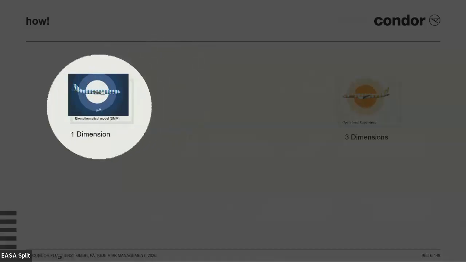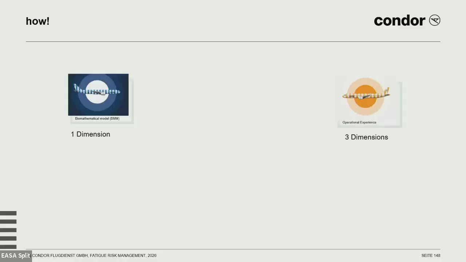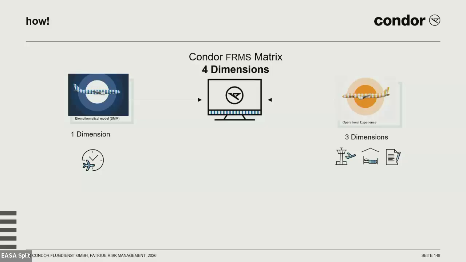Now, as you see, we have one dimension, and this is the biomathematical side. But this is only one. On the other side, if it works, there are three other dimensions that bring the operational experience into our matrix. And now I'm going to walk you through this system, how we bring together biomathematics and operational experience, in the end to make the Fatigue Safety Action Group strong, so that they can discuss on a fact basis, not only on opinions, but that we really look deep into our operation.